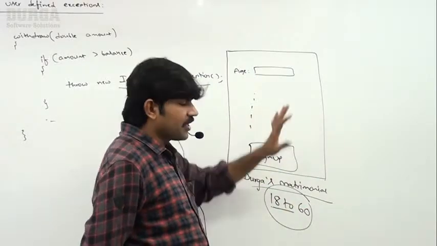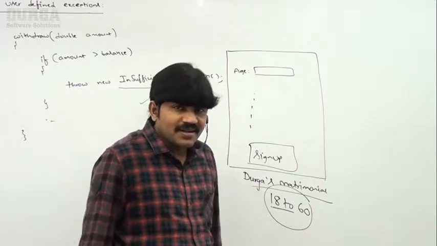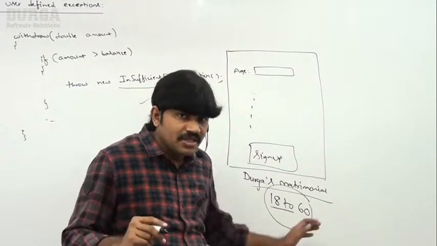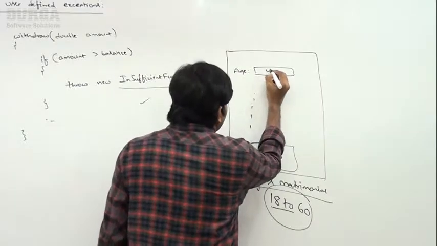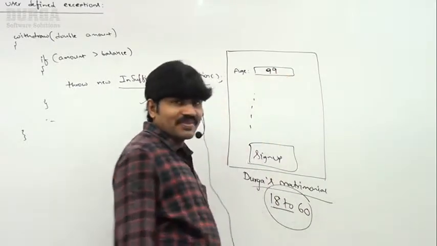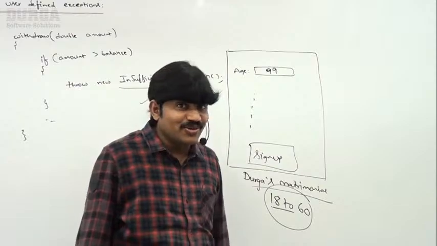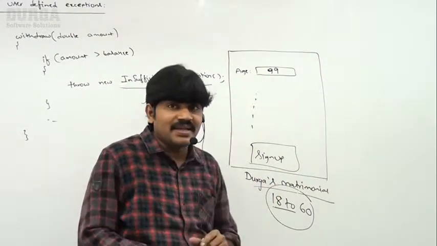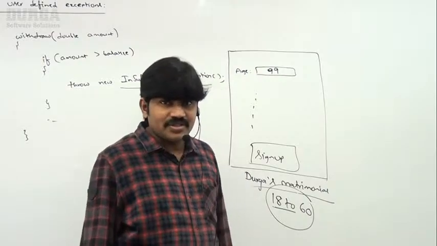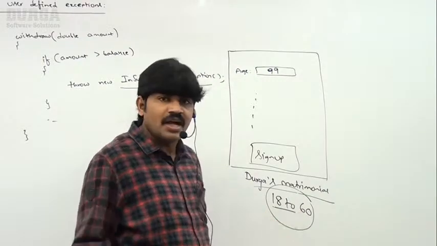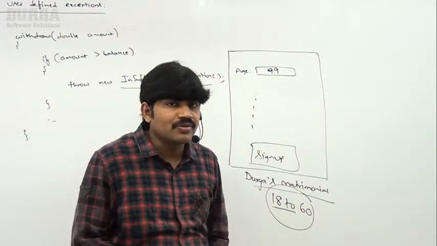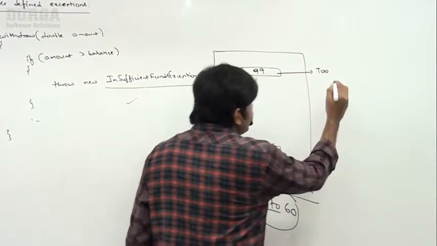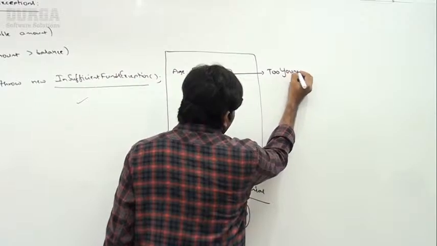So for this web application, assume a person trying to register in my site with 99 years. You are getting, right? If a person tries to register in the matrimonial site with 99 years, can I accept this request? No. As per my limit, I won't accept. Then what I have to do is raise an exception saying too young exception.